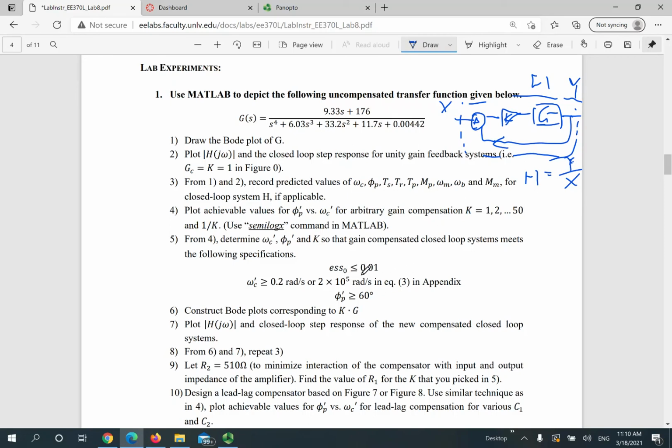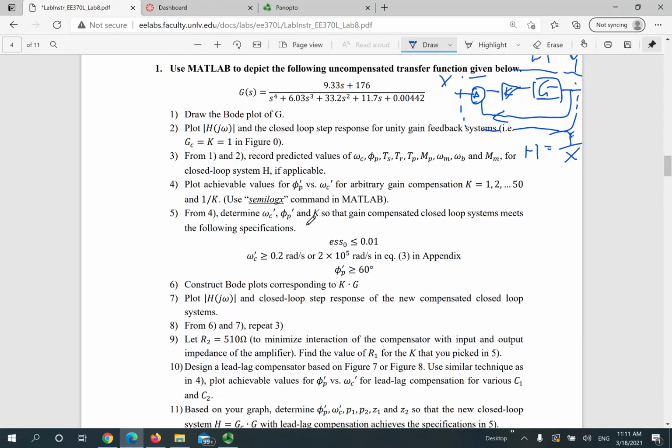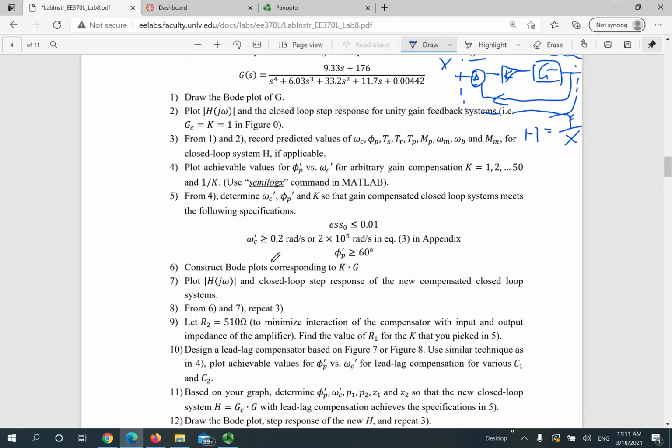Okay, the system's specifications. So in here, the steady state error will be smaller than 0.01, and the frequency will be larger than 0.2 rad per second, and the phase margin will be larger than 60 degrees. Okay, and then construct the Bode plot in correspondence to K, the K you picked over here to meet the requirement, times G. Okay, so this is the K, the gain compensator we're looking for to stabilize the system.